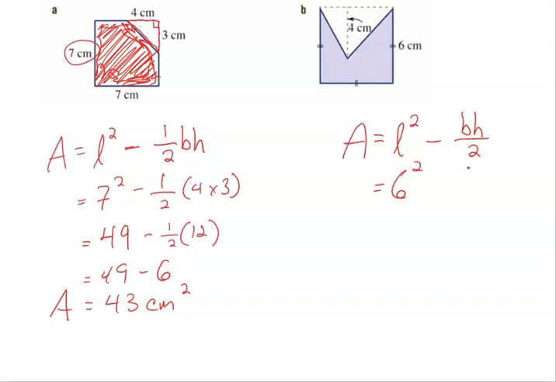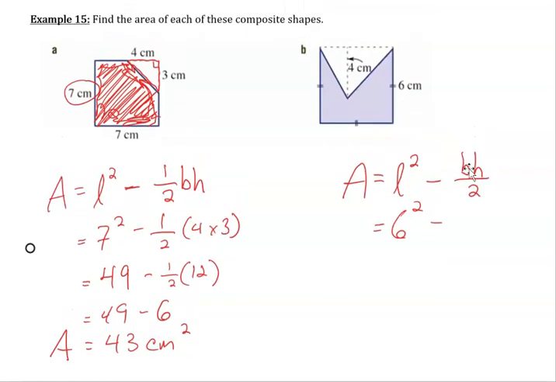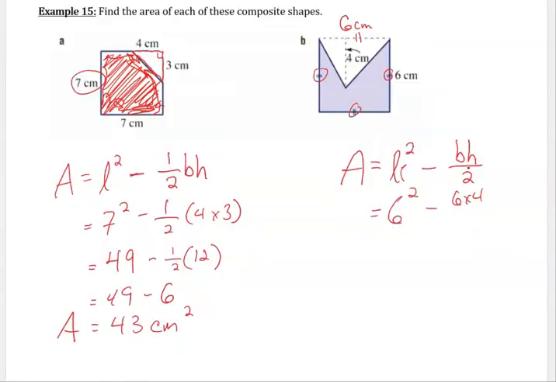Exactly. So 6 squared minus, what's my base and what's my height? 6 and 6. Don't want to guess. I'm going to assume that because all these other ones are equal, that's going to be 6. 6 and 6 and 6 and 6. So 6 times 4 over 2. 6 times 6 is 36.